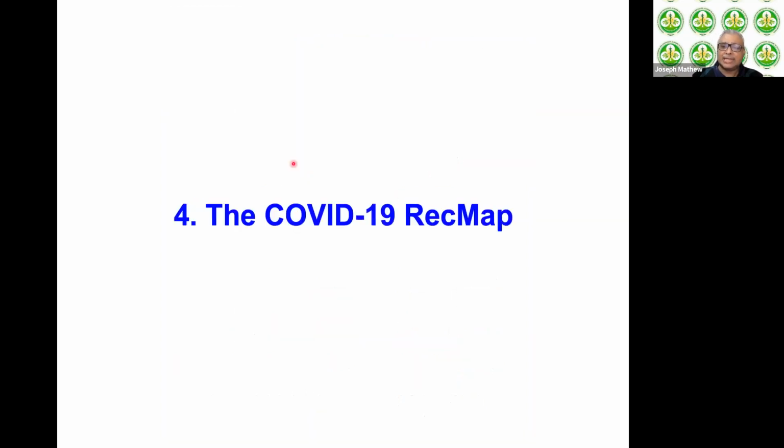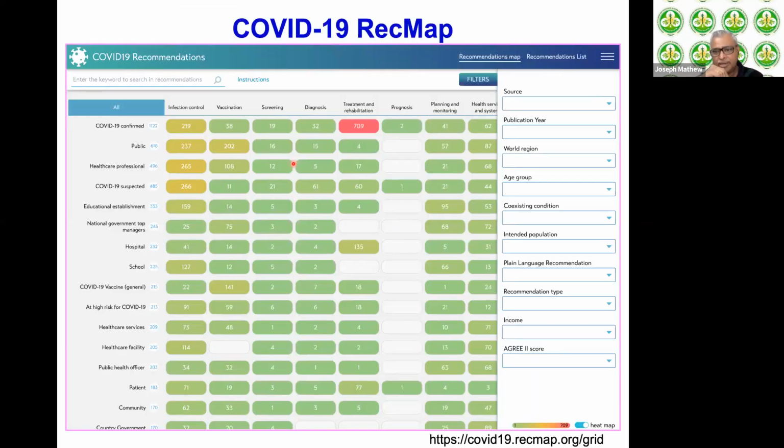So it was in that kind of setting that the RecMap that Holger talked about so extensively in the last webinar came like a breath of fresh air. I'm just showing you a screenshot of what the map looks like. The URL is at the bottom of that slide. This RecMap has hundreds, rather thousands, of recommendations pulled out from guidelines which have been completely appraised by a team. And pretty much all domains are covered, which are in the columns above.